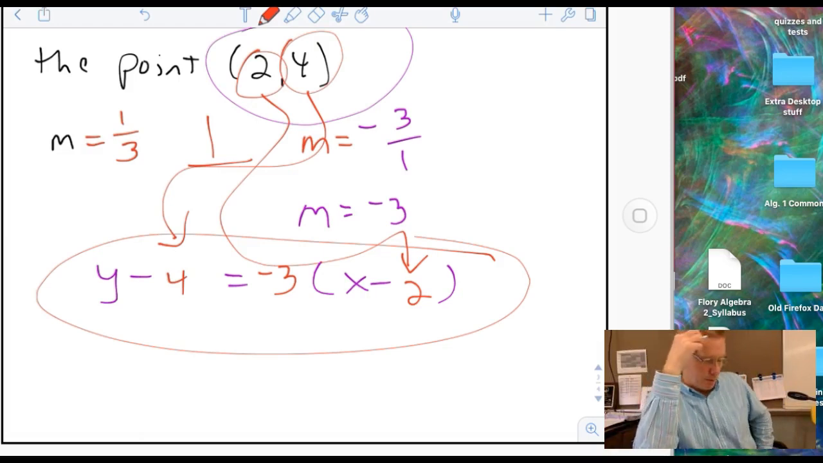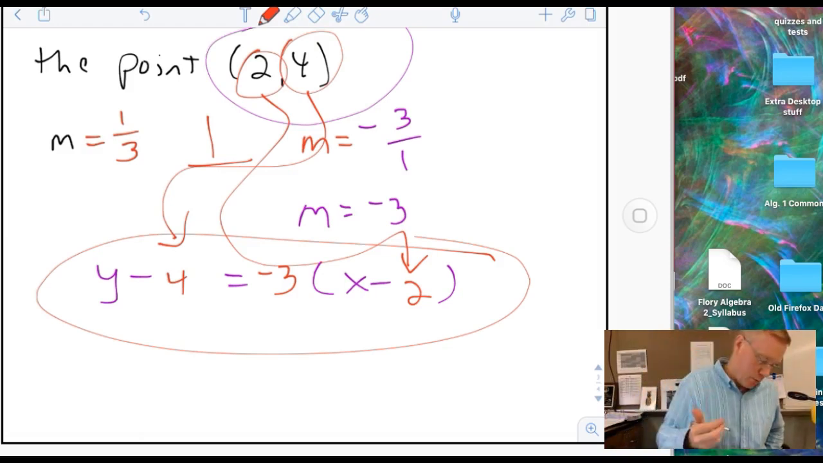If you want to do y equals mx plus b, you could. But you've got to find out what the y-intercept is. You could take that point 2, 4, plug it back in. It's more work. I mean, you could do it that way. I showed you how to do that previously, but I would do the easier way.